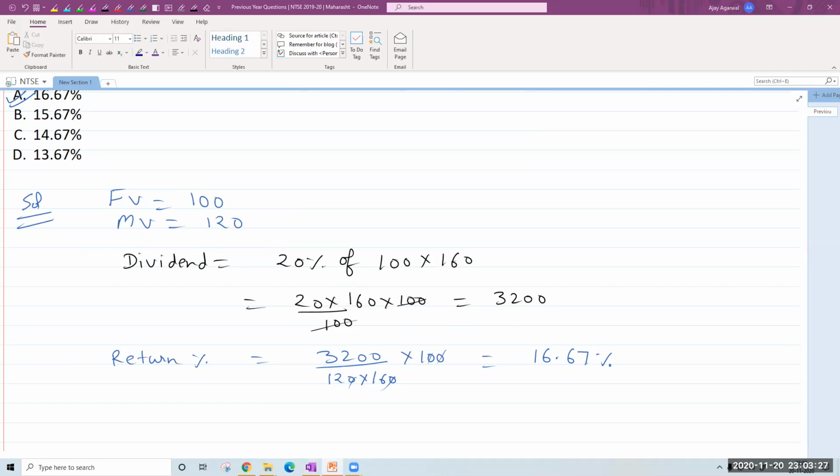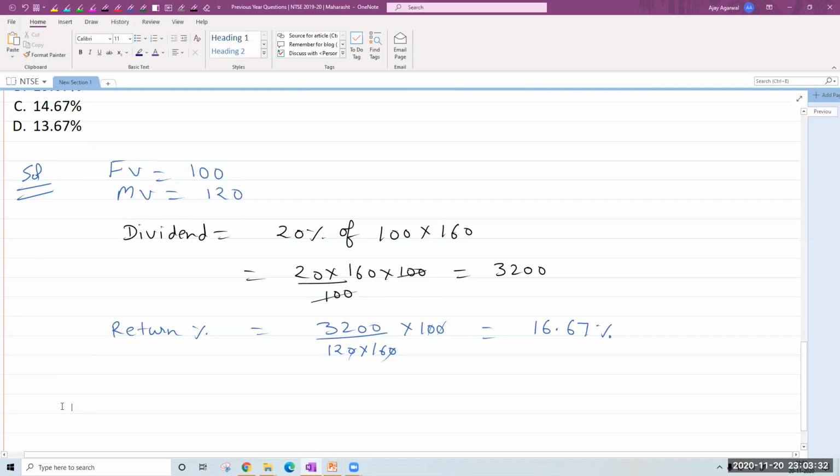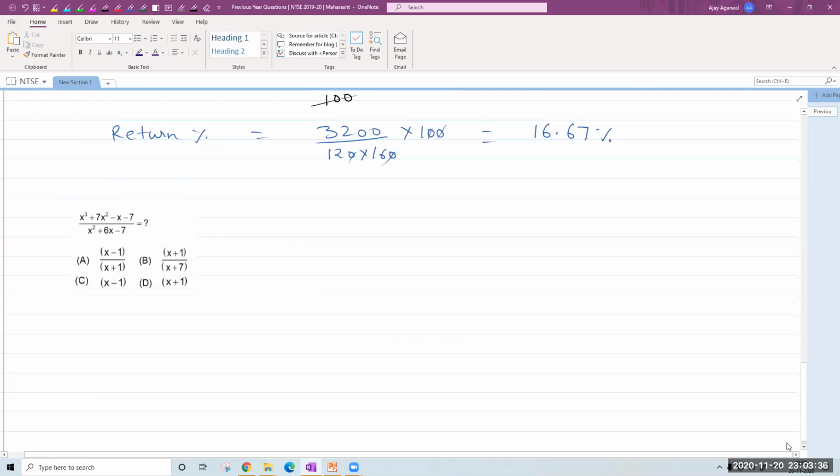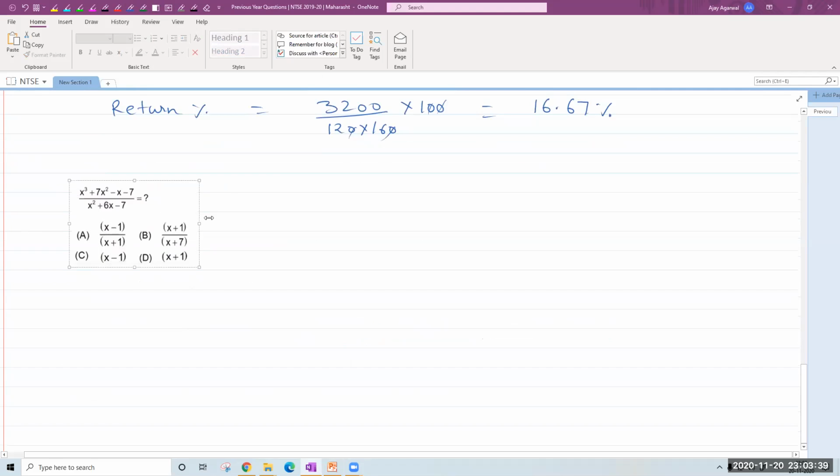Okay, so let's move to the next question. The next question is based on quadratics. You need to factorize this quadratic equation. Question number 83.